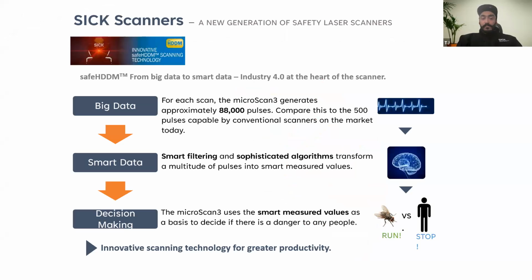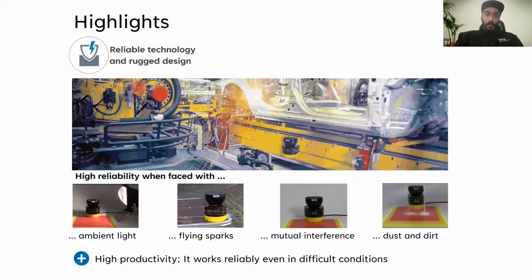Now, once we have all this data, with our smart algorithms, we are able to make smarter decisions and very easily ignore false trips. Essentially, for you guys, this means our scanners are much more robust, be it ambient light, welding applications where you might have a lot of flying sparks in the environment, or even mutual interference with a lot of scanners doing cross talk. If you have them on the same plane, we do not have that problem because of HDDM technology. Even environmental hazards like dust and dirt are not going to trigger a false trip with our sensor technology. And this is a key point that separates us from all the manufacturers in the industry when it comes to laser scanners.